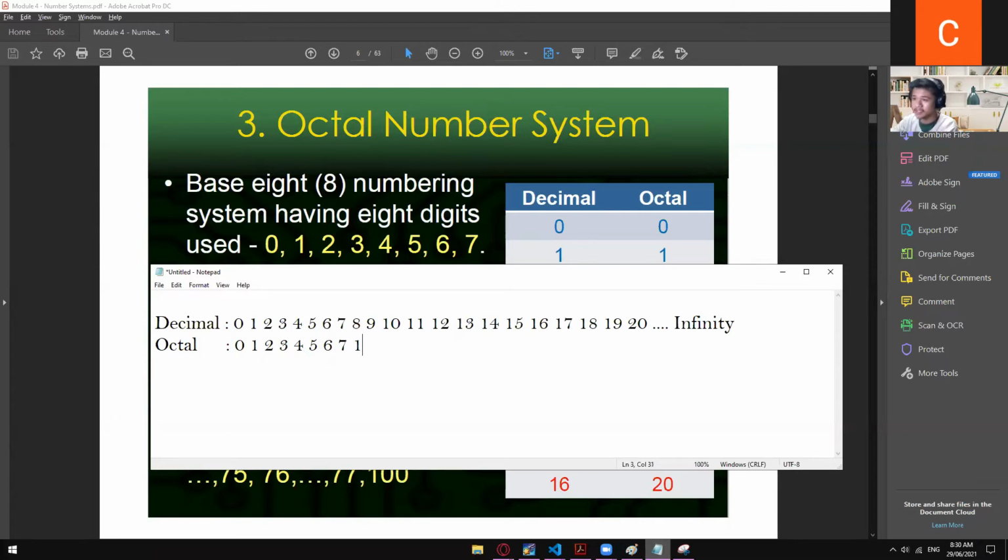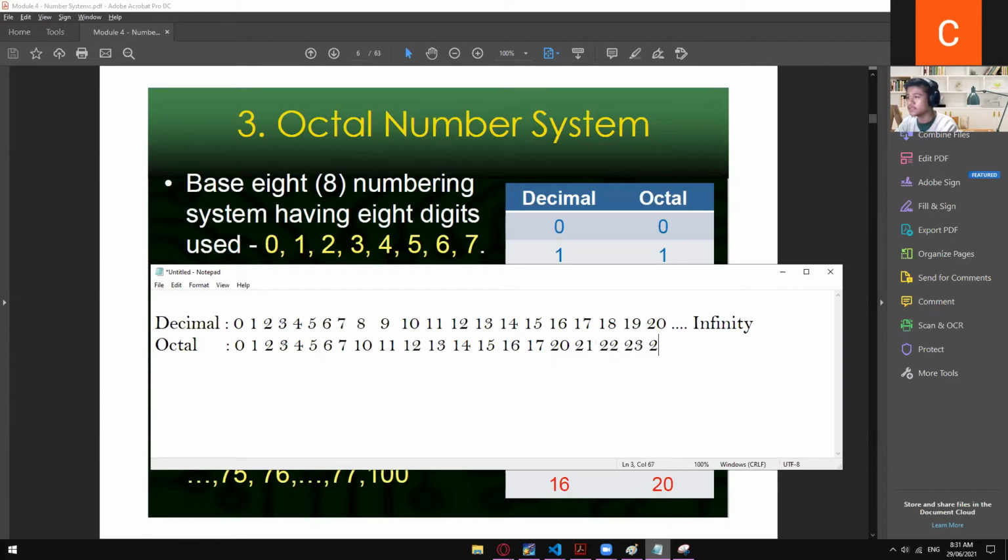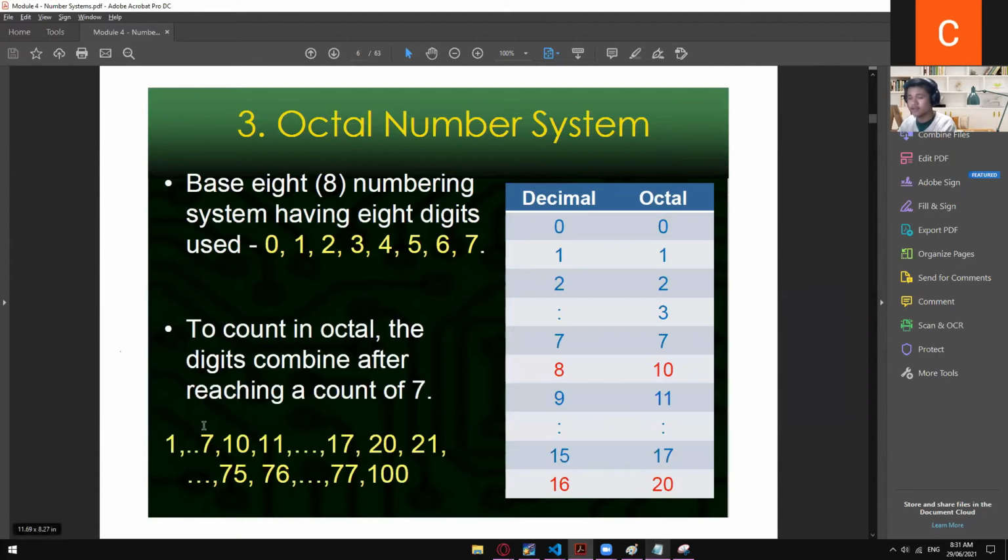So the next one right here is 10, 11, 12. Okay, let me just align this one. There you go. 11, 12, 13, 14, 15, 16, 17. Again, we don't have 8 and 9, so just skip 18 and 19. We'll jump right to 20 after that, followed by 21, 22, 23, 24, and so on and so forth. This one is also, of course, up to infinity. So that's basically it when it comes to converting a decimal to octal, or how we count in octal.